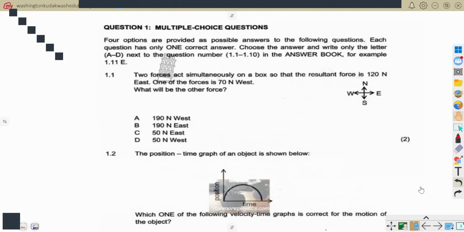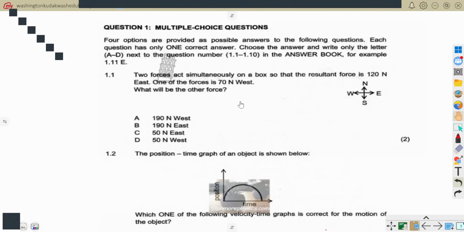So let's get started. The question paper is divided into 3 sections. We have got a multiple choice section, which is question number 1.1 up to question number 1.10. And then we have got section A for physics, section B for chemistry. So for multiple choice, you are just supposed to choose either A, B, C, or D.